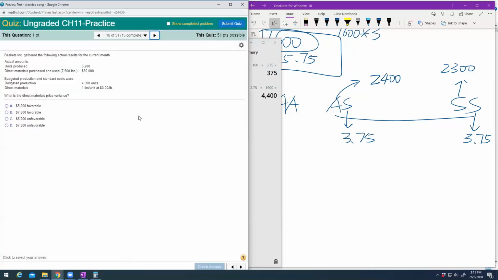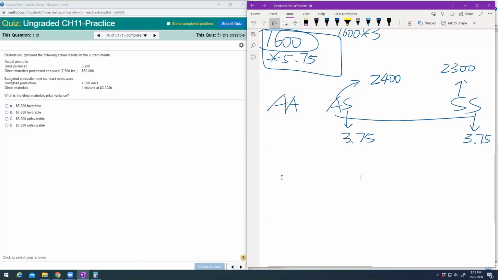Okay, next one, I'm not going to do all the calculation. I'm just putting my thought here. You can see they are still asking about the price variance or the quantity variance. Let's look at this one.